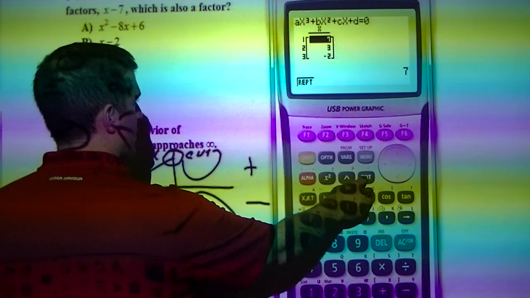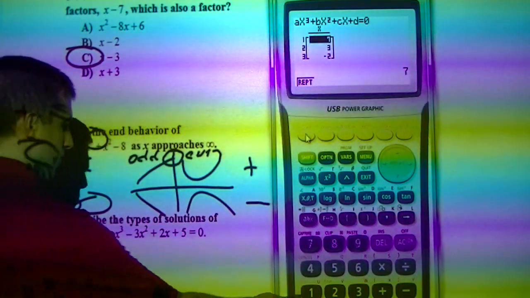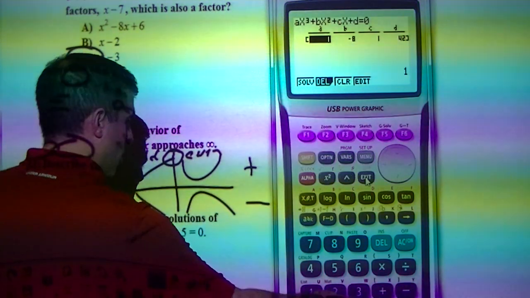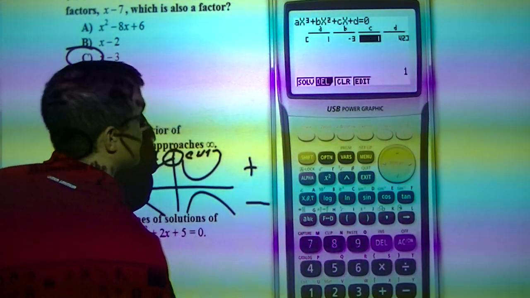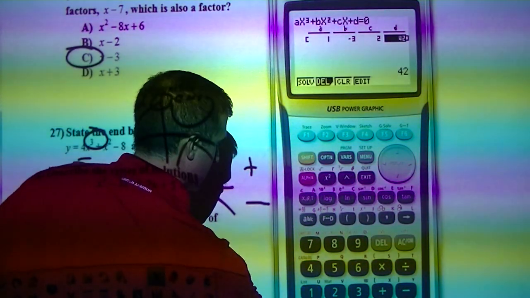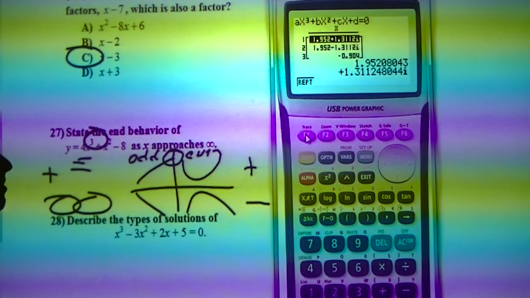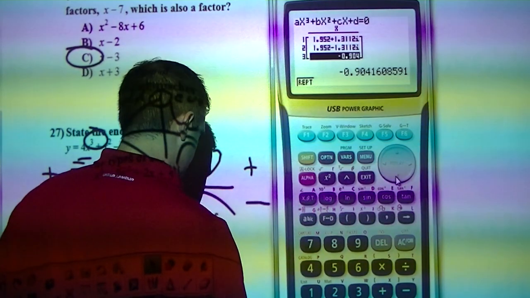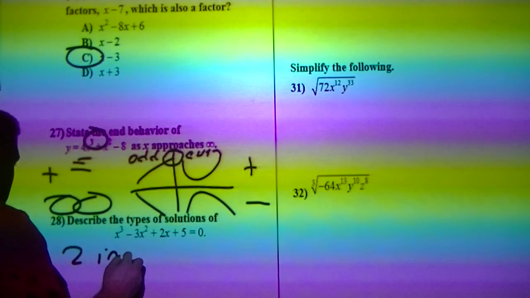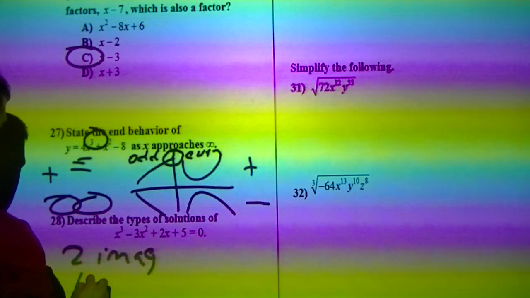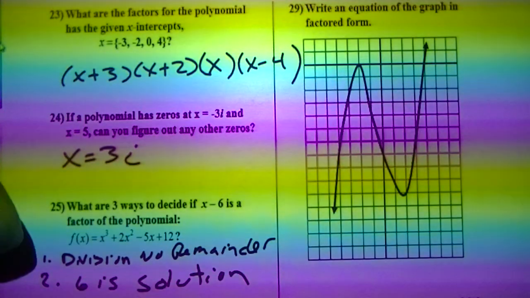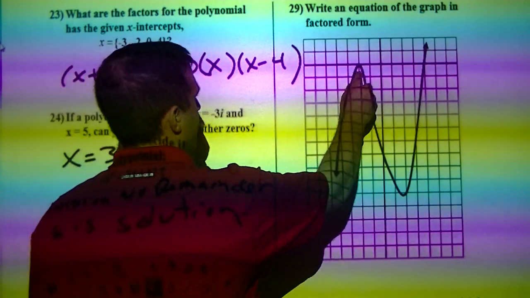Okay. This one we go back into this. Solve 1, -3. No, whoops. 1, -3. 2, 5. Okay. So what I got there is I got 2 imaginary and 1 real. That's that one. What is an equation of the graph in factored form?